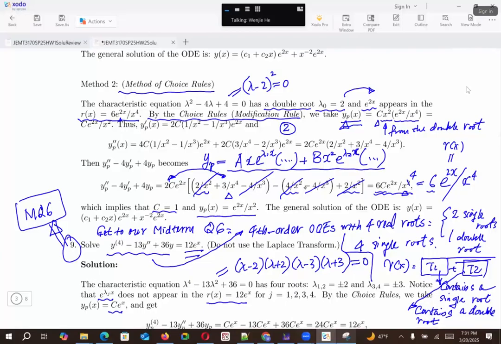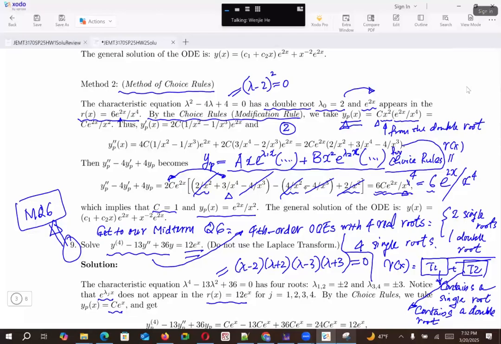I want to check your understanding of those choice rules. So that's this question. You need to understand it this way. Do not use the variation of parameters way, because the variation of parameters way has too much calculation.